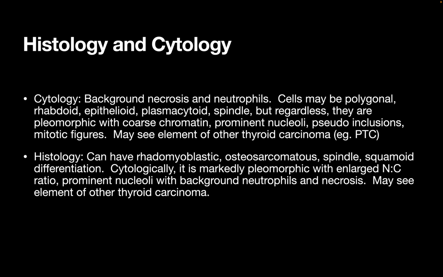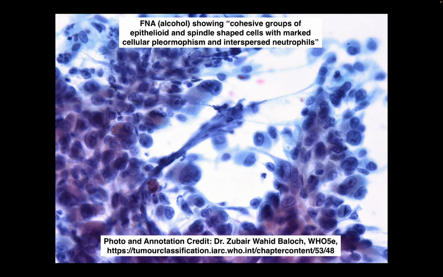Histology and cytology. Cytologically, you'll see background necrosis and neutrophils. Cells may be polygonal, rhabdoid, epithelioid, plasmacytoid, spindled, meaning that anaplastic can take on a lot of morphology. But regardless, all of them are pleomorphic with coarse chromatin, prominent nucleoli, pseudo-inclusions, and mitotic figures. And because it may arise from a differentiated thyroid carcinoma, it may show elements of other thyroid carcinomas like PTC. Histologically, you can have rhabdomyoblastic, osteosarcomatous, spindled, squamoid differentiation. Regardless of the differentiation, cytologically it is markedly pleomorphic with enlarged nuclear cytoplasmic ratio, prominent nucleoli with background neutrophils and necrosis, and you may see elements of other thyroid carcinomas.